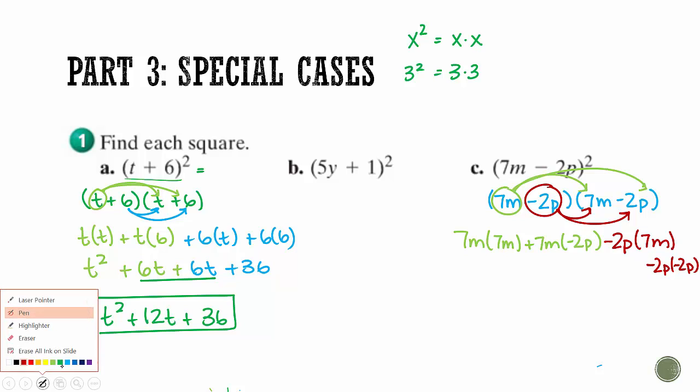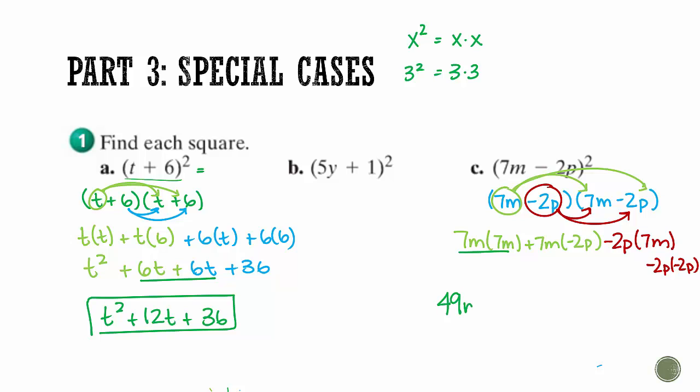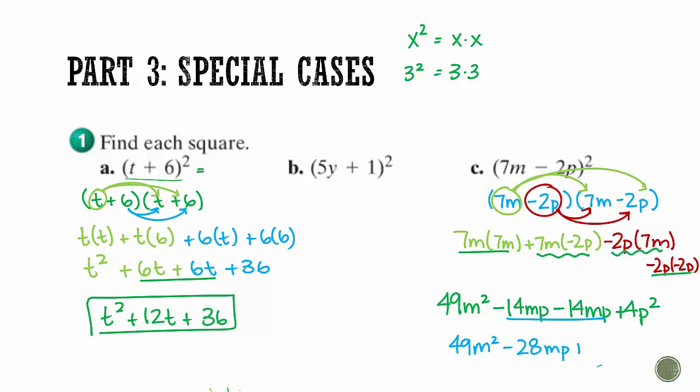So we combine what we can. Multiply our numbers together, we get 49. M times m is m squared. If we do this, we end up with negative 14mp. We actually get the same thing here. Negative 2 times 7 is negative 14mp. And those two multiplied together gives us a positive 4p squared. And just like before, combine those guys. 49m squared minus 28mp plus 4p squared.